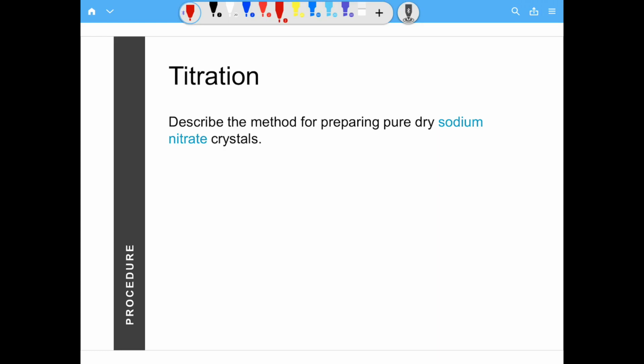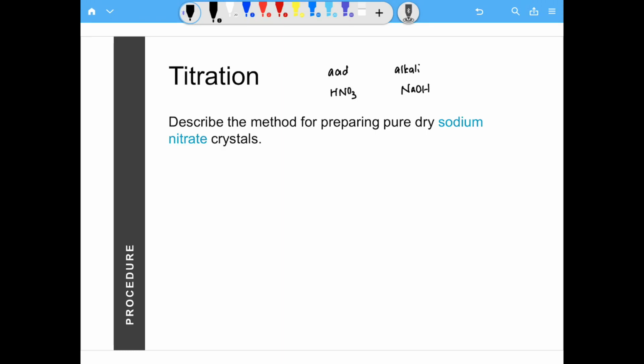Now the last method that we'll look at would be the titration method. In this case, we have sodium nitrate, which is a soluble salt, and we need to use the titration method. In the titration method, we have learned that we need to mix an acid and an alkali. So to prepare sodium nitrate, the acid that we will use would be nitric acid, and the alkali that we will use would be sodium hydroxide.